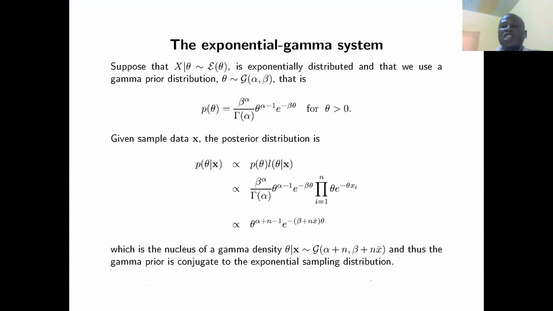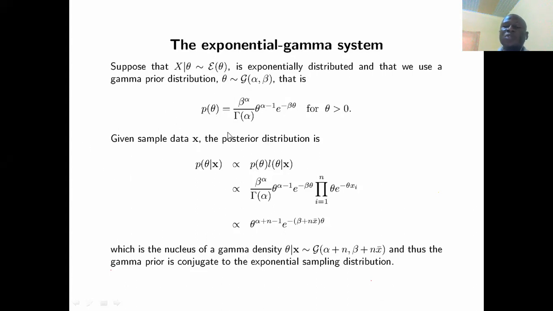Here we have the exponential and then the gamma. So we have the exponential distribution. So suppose that we have values of x depending on theta to be exponentially distributed, and that we use a gamma prior distribution. So we assume that theta has a gamma prior, a gamma distribution. So the prior distribution for theta is gamma, defined by alpha and beta. So our gamma distribution, as usual, is this one. And then we need to find the posterior.